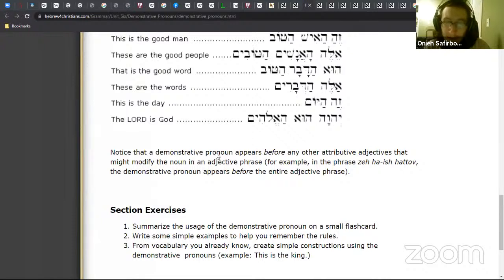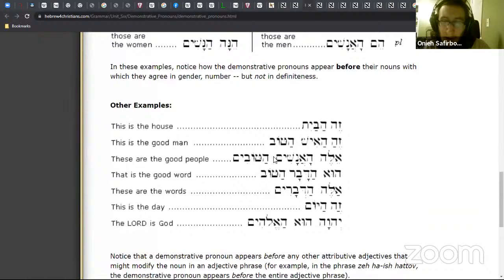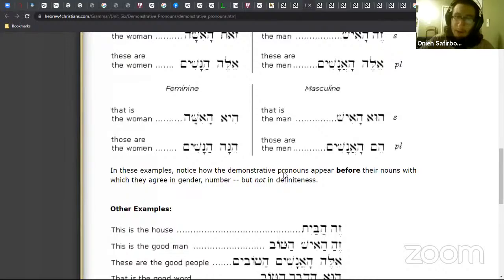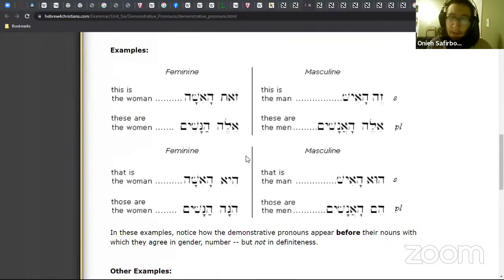And it tells us a demonstrative pronoun appears before any other adjectives. So if there's an adjective, the demonstrative pronoun must come first because it's demonstrating what it is. It's telling you what it is, and therefore whatever it's being told that it is comes after the word that's saying it's going to tell you what it is.